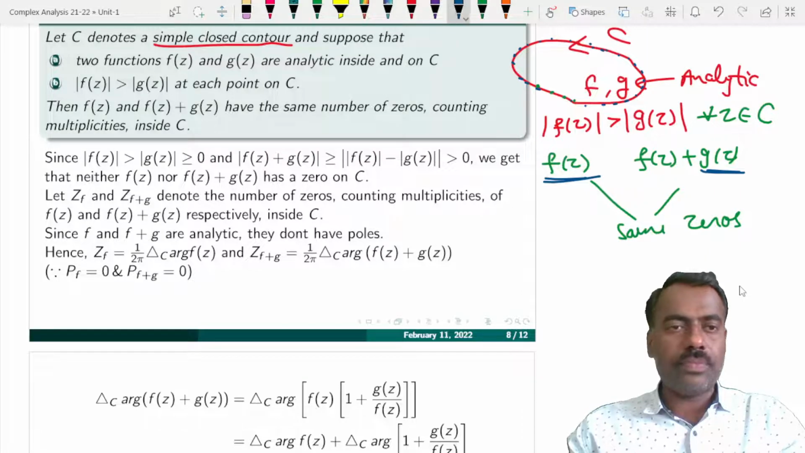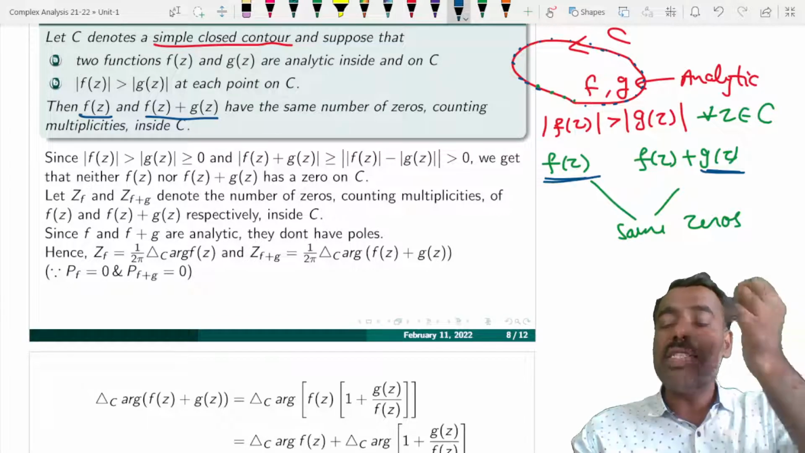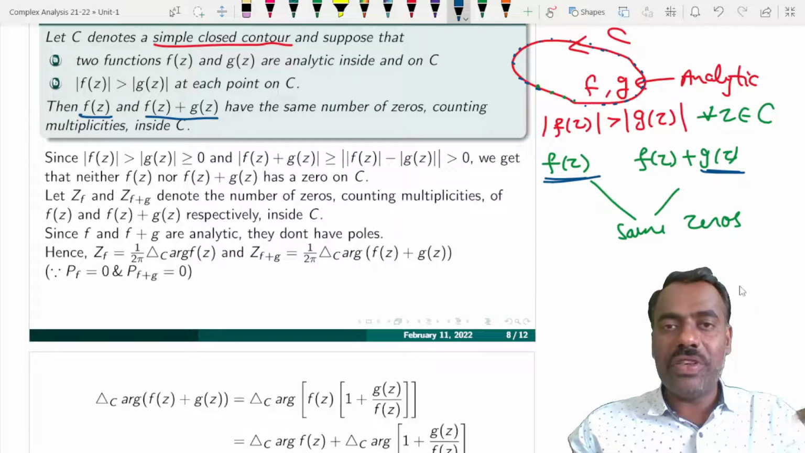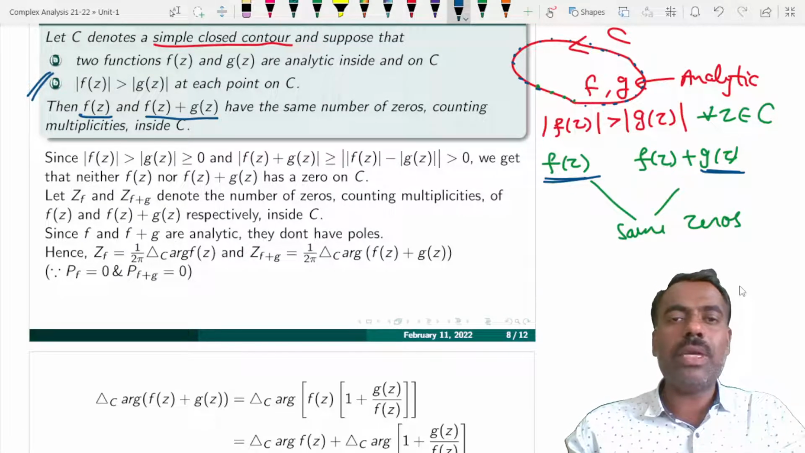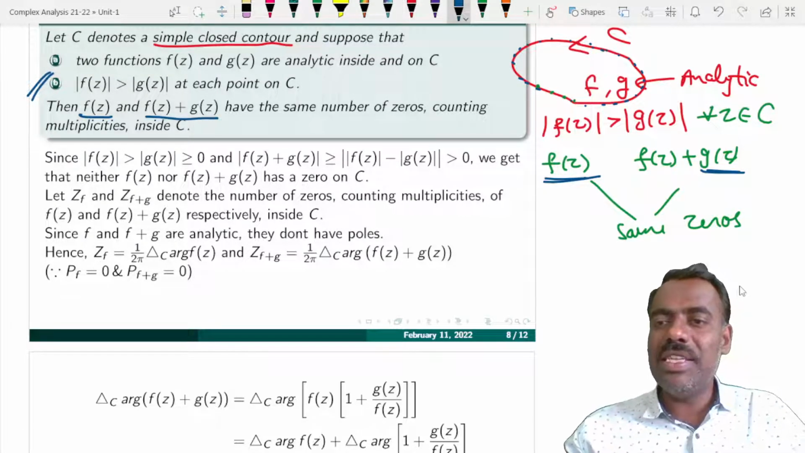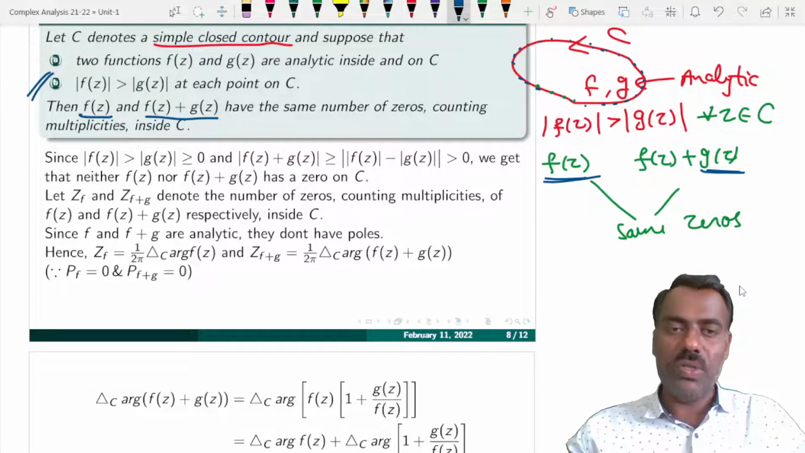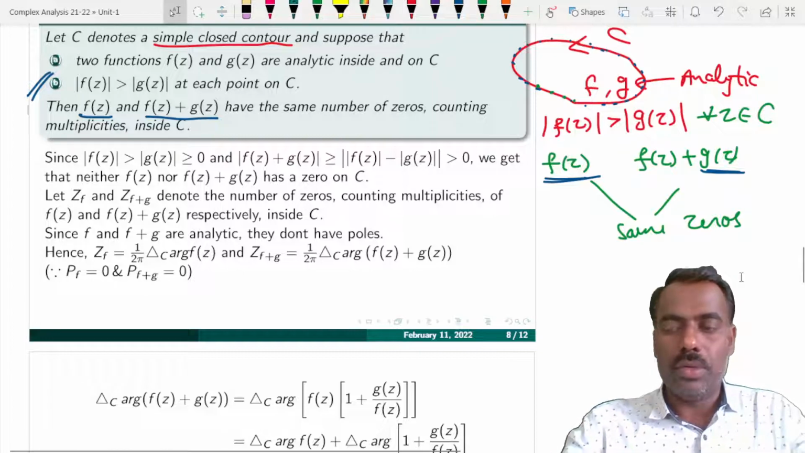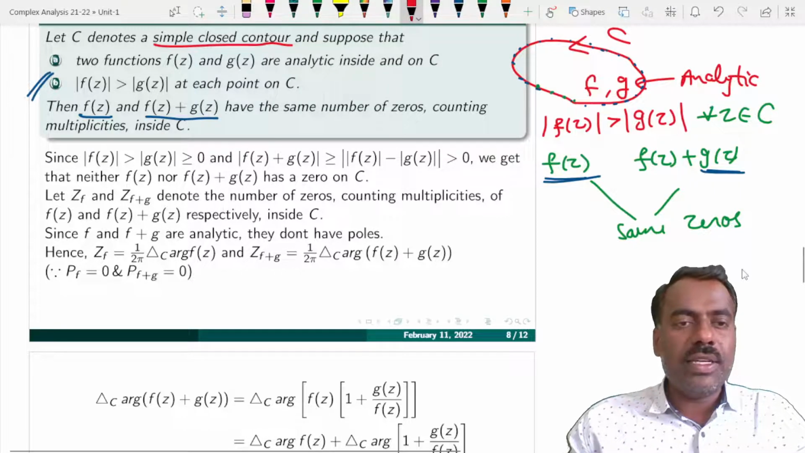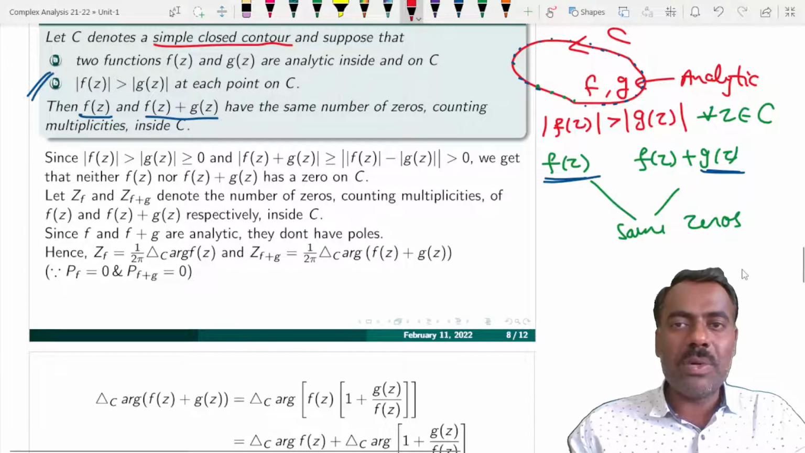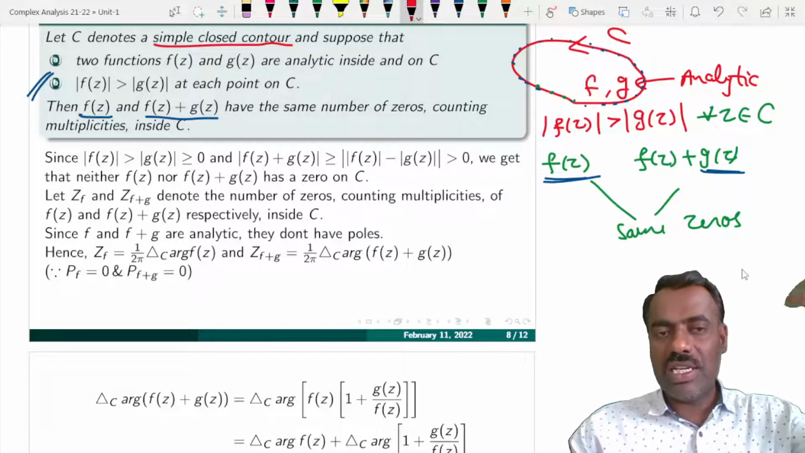So f of z and f of z plus g of z both will have the same number of zeros, provided f of z dominates g of z, that is, this condition holds on C. That means g of z is not going to play much role while finding the zeros, right? The proof is not much difficult. Since mod f of z is strictly greater than mod g of z, and mod g of z is greater than or equal to 0, therefore mod f of z is also strictly greater than 0.